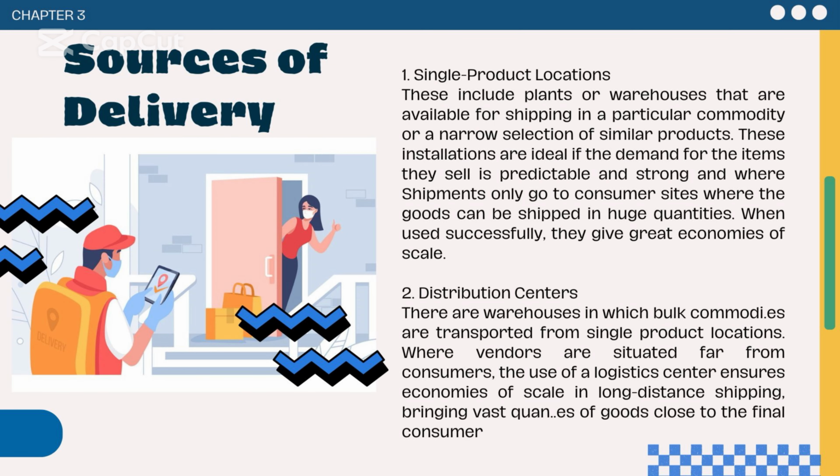Now let us briefly discuss the sources of delivery. Deliveries can be made to customers from two sources. The first source is single product locations. These are facilities such as factories or warehouses where a single product or a narrow range of related items are available for shipment. The second one is the distribution centers. Distribution centers are facilities where bulk shipments of products arrive from single product locations.